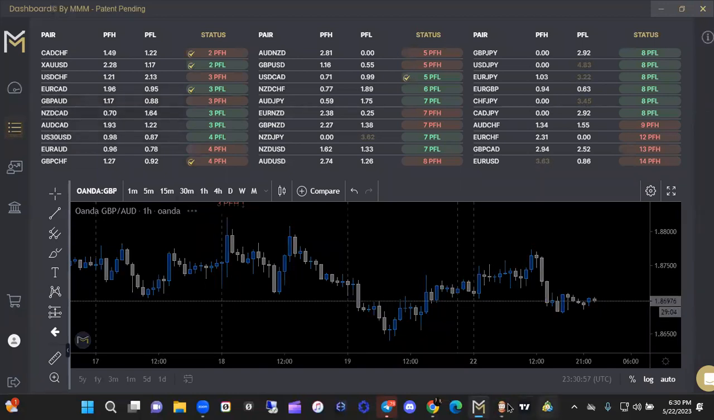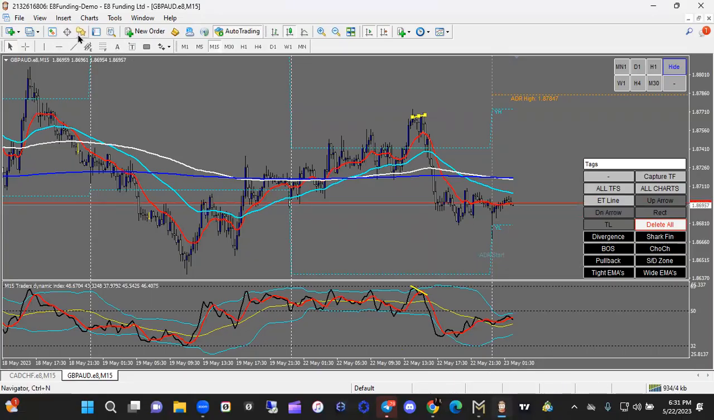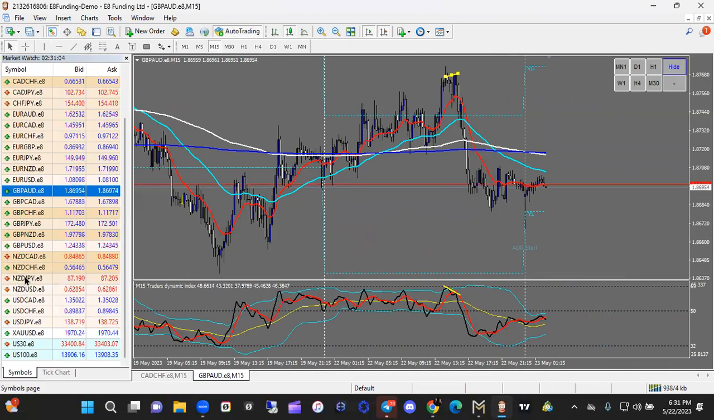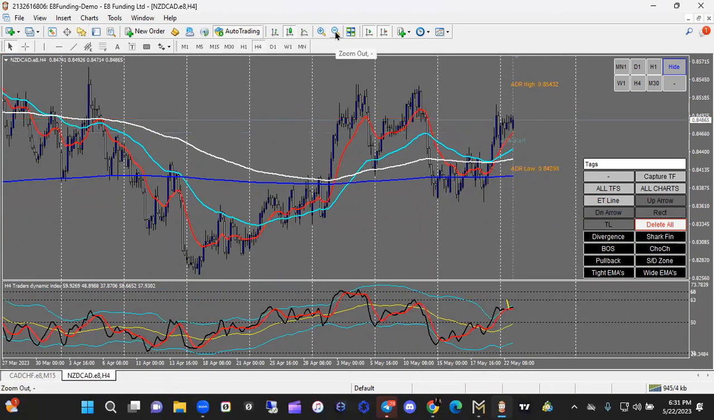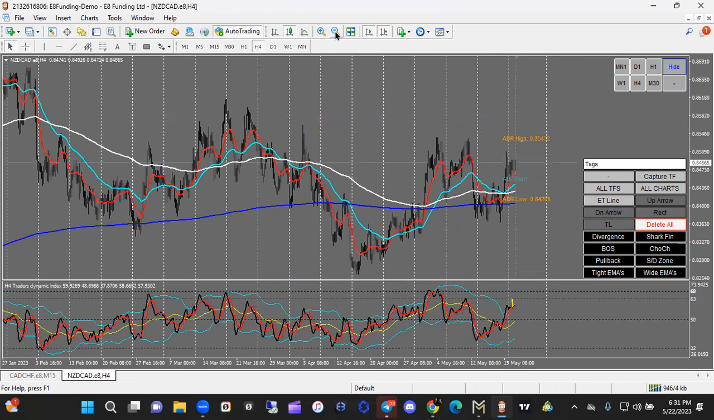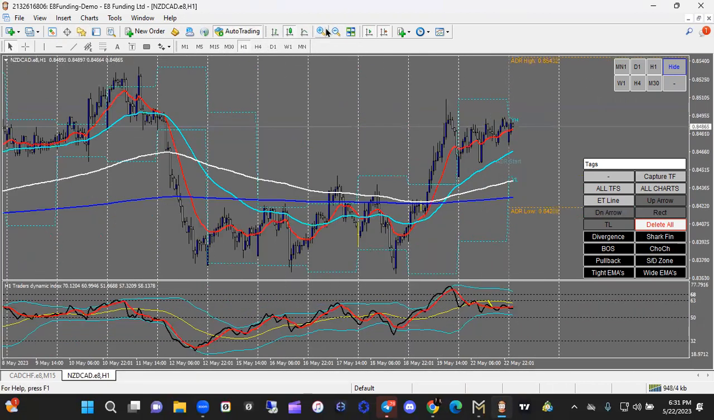Now let's look at NZD CAD. Now this one was definitely a P formation low. I was looking at it last night, but I didn't really want to trade it. I was in the other one. So let's look at P formation low from 3 days ago.